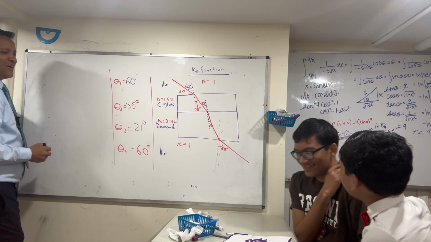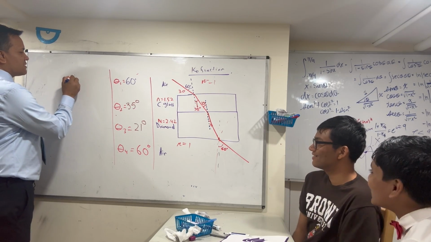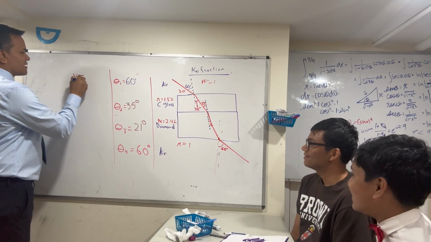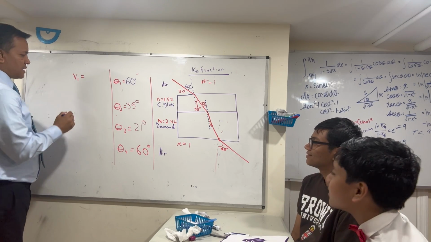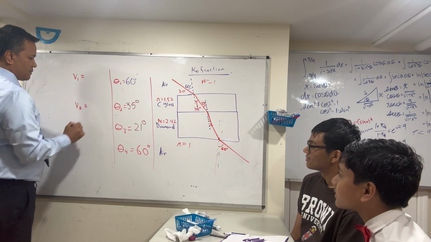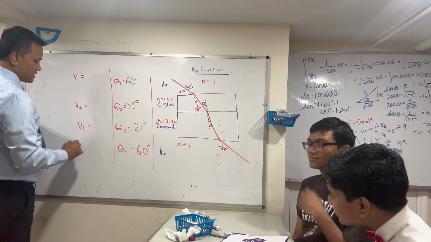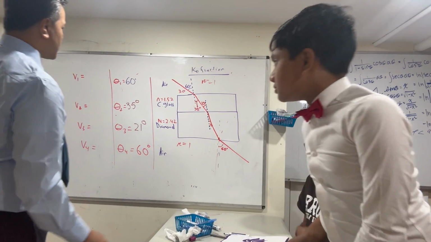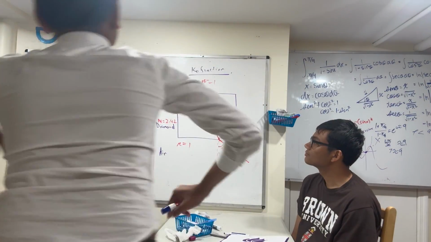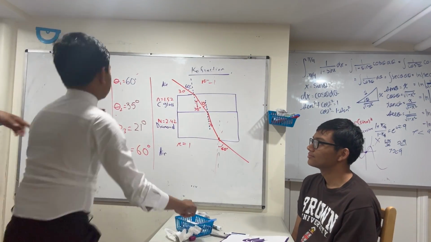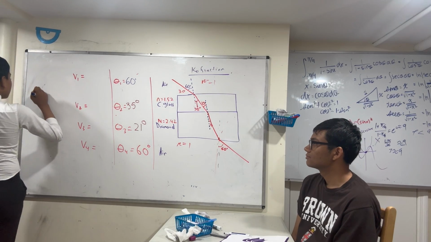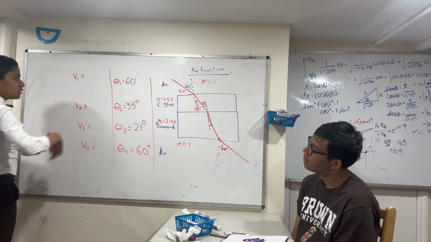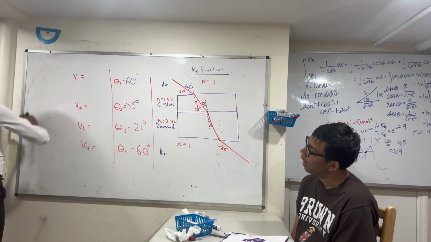Okay. So you're going to find velocity 1, velocity 2, velocity 3, velocity 4. Go. Find velocity 1, and after that you find velocity 2. Put the equation. I need to do something first.